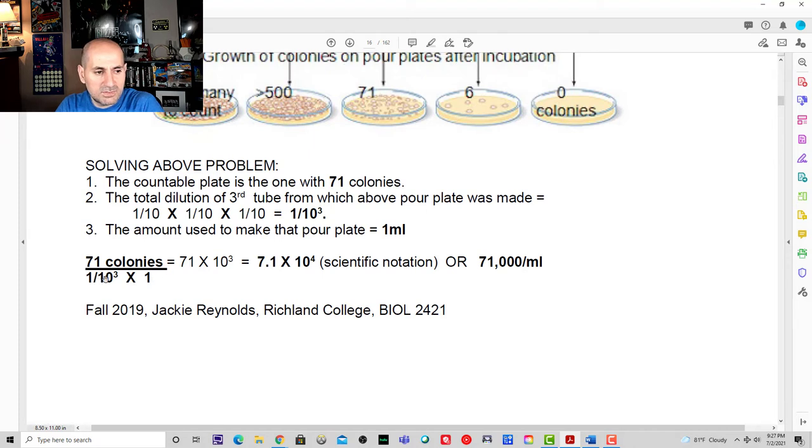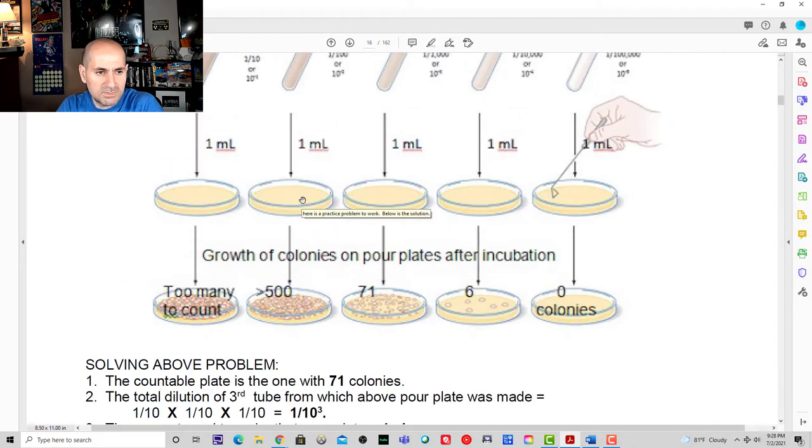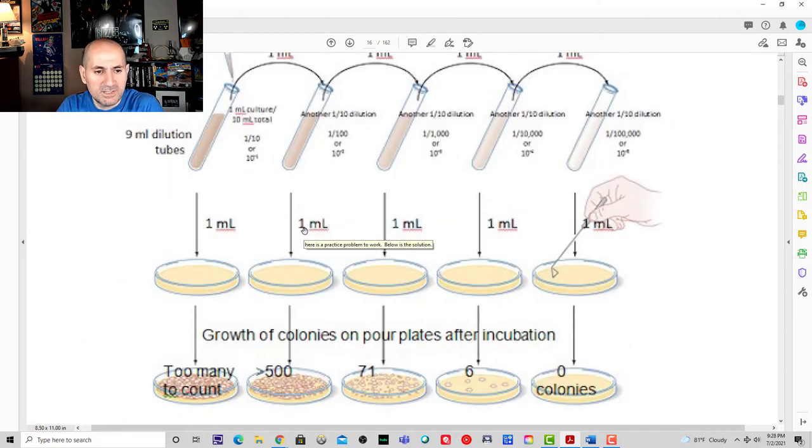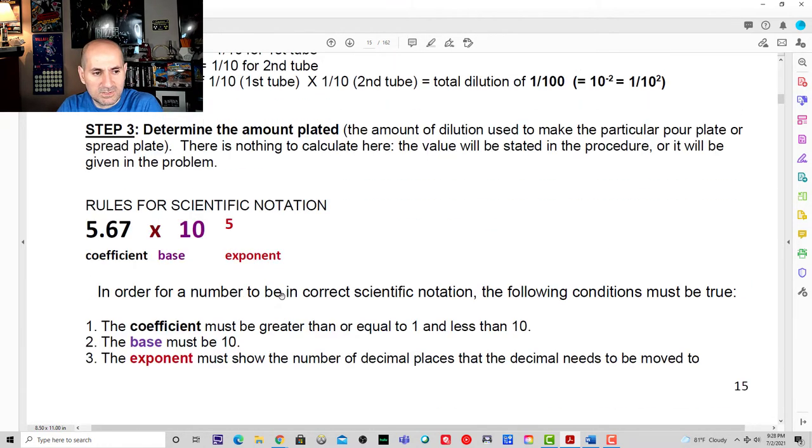So if you do that, 1 over 10 to the 3 times 1 over 10 to the 1 becomes 1 over 10 to the 4. And then you would bring the 1 over 10 to the 4 up, move the decimal over, and it would be 7.1 times 10 to the 5, or 710,000 cells per mil, if that makes sense. So that's what you would plug in if you had 0.1 ml that you plated instead of 1 ml. I hope this helps. Let me know if you have any questions on that.